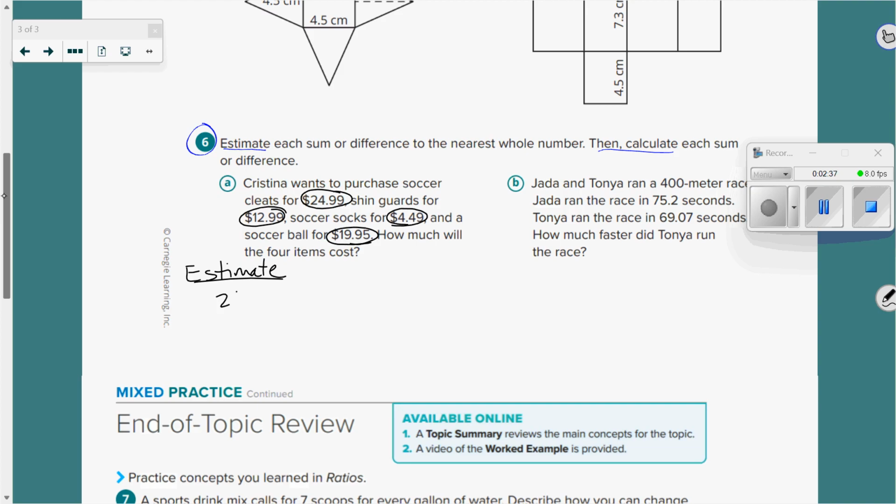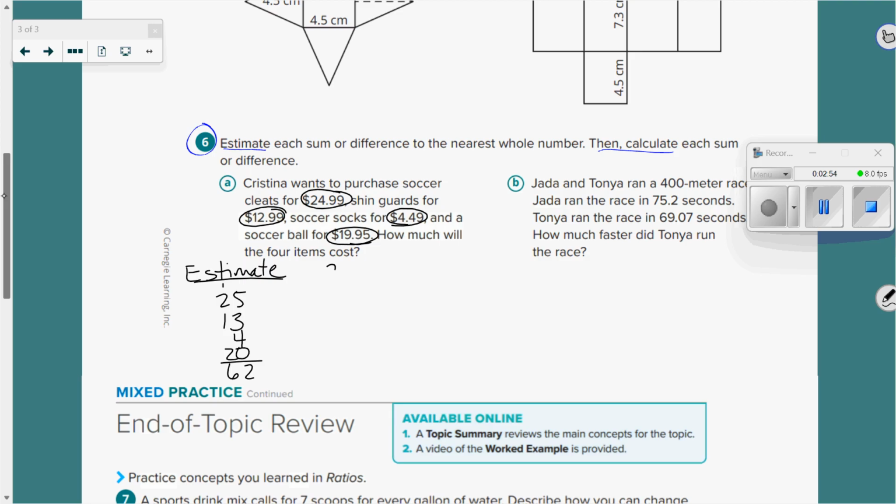So that's going to give me $25, $13. The $4.49 is actually going to go down to 4. If you did 5, that would be acceptable. $19.95 is about 20. So I add those up. I get 7, 12, 2, 4, 5, 6. So it should be about $62.